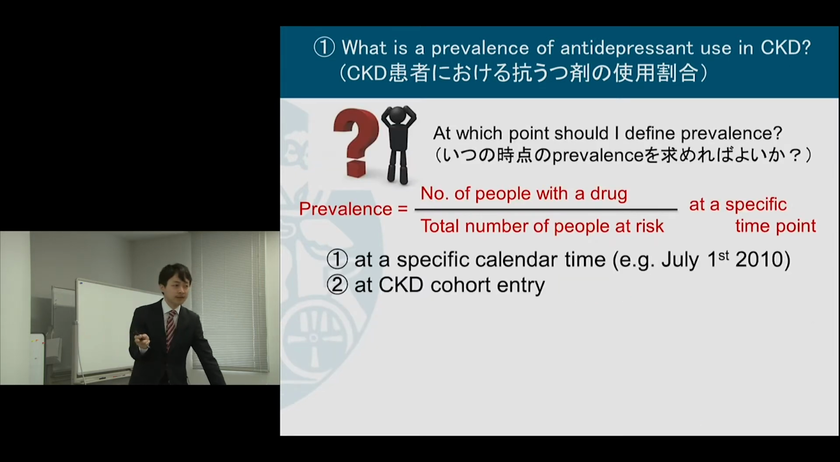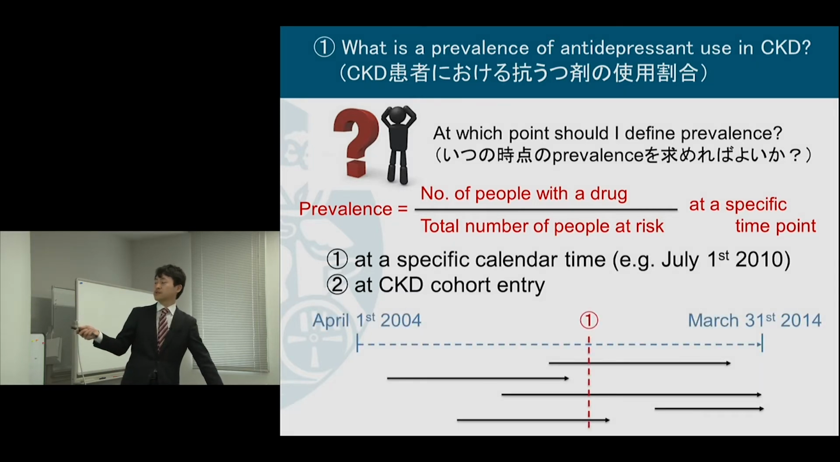Okay, so by identifying the CKD population, the question was what is the prevalence of antidepressant use in CKD? But the second difficulty I encountered was at which point should I define prevalence? Prevalence is generally defined as the number of people with a drug divided by the total number of people at risk in the population at a specific time point. But my question was which I should use: a specific calendar time, like July 1st, 2010, or CKD cohort entry. So I had two options.